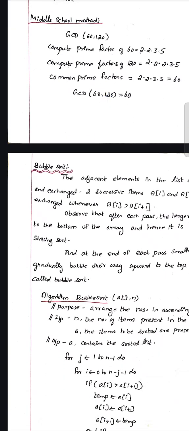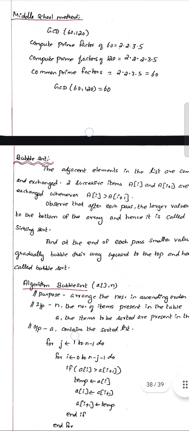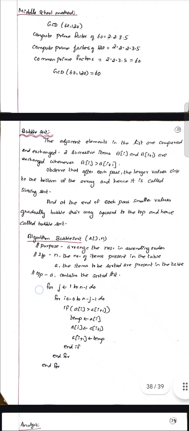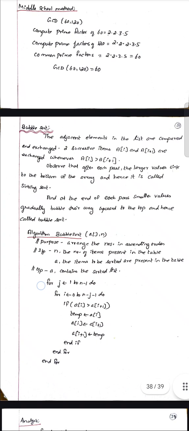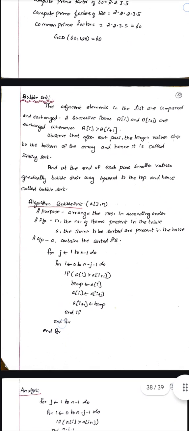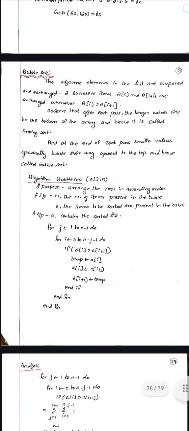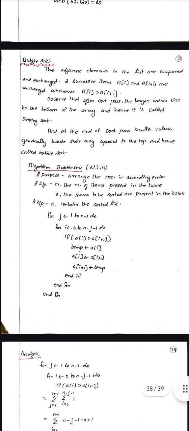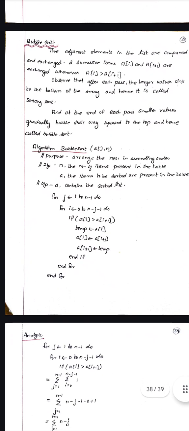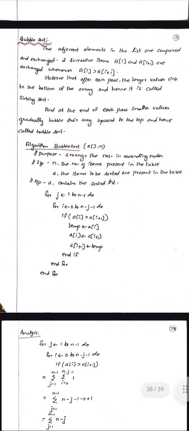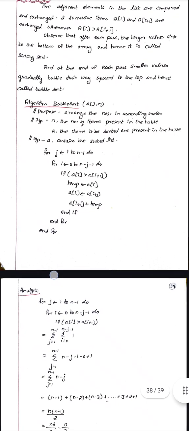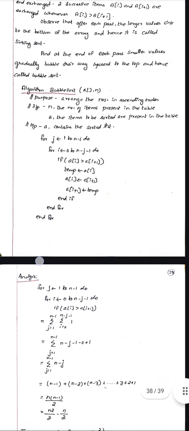Then for bubble sort, the adjacent elements in the list are compared and exchanged. Two successive items are exchanged wherever a of i is greater than a of i plus 1. Observe that after each pass, the larger values sink to the bottom of the array, and hence it is called sinking sort.